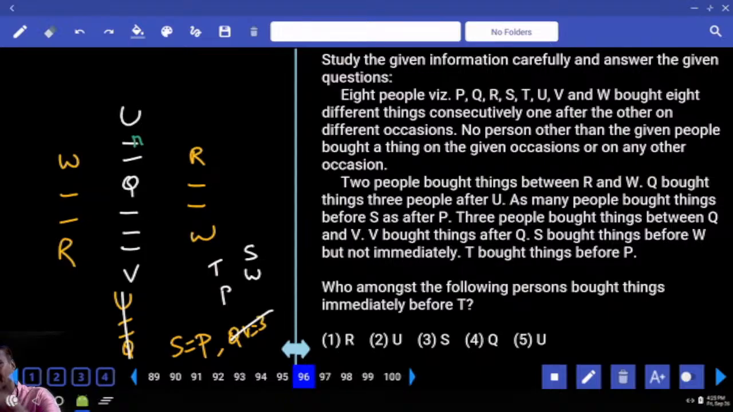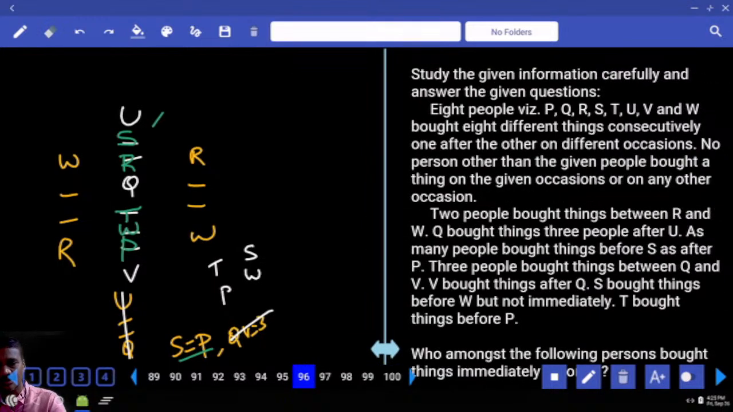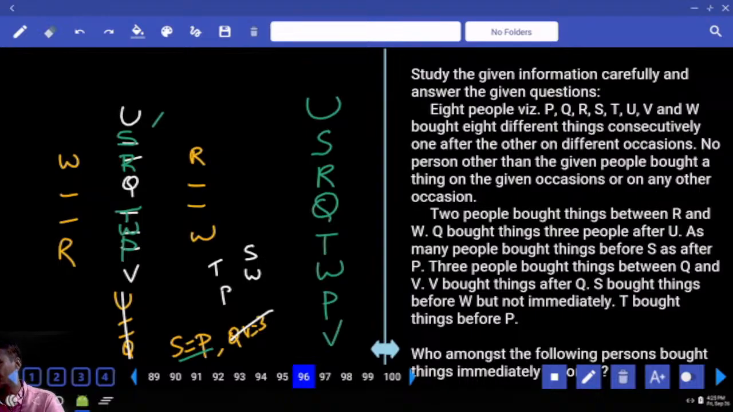Follow here. Next point. Can I have R at this place or not? Yes. R, 1, 2, W will be here. If W is here and S is before this W but not immediate, S must be here. And if S is here, then S is second from the top. Then P is second from the bottom. Now T is before this S. Then what is the final arrangement? U, S, R, Q, T, W, P and V. This is how these 8 are fixed.